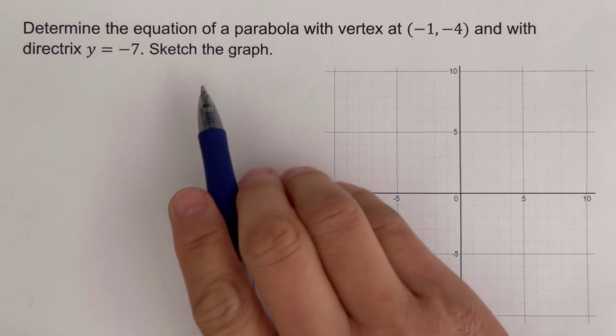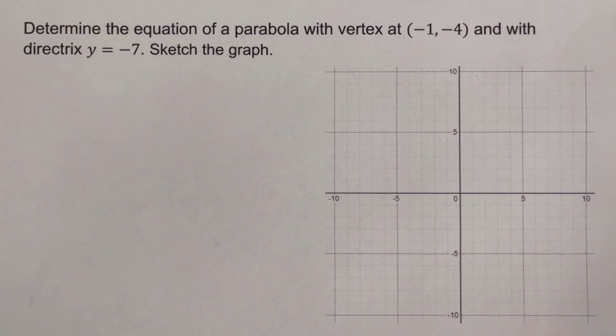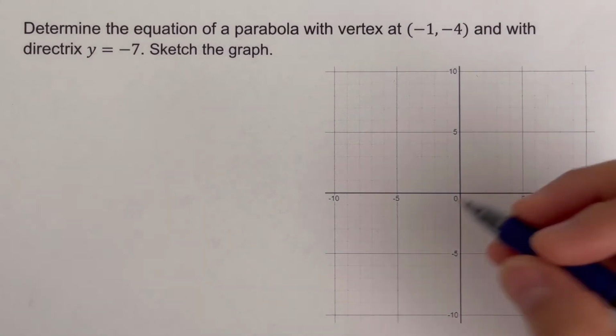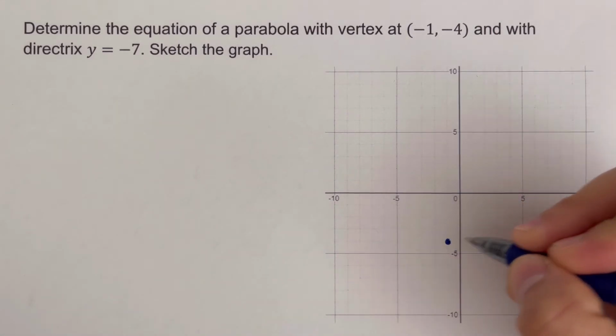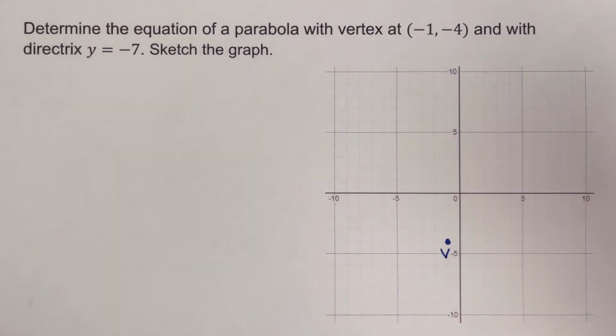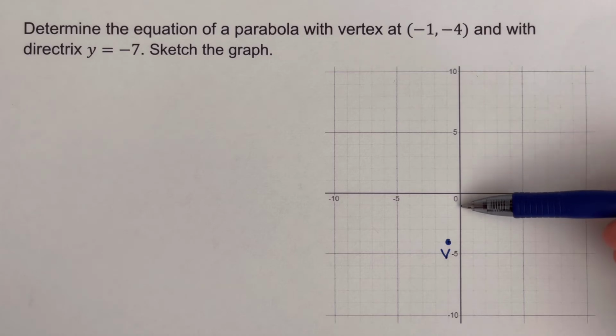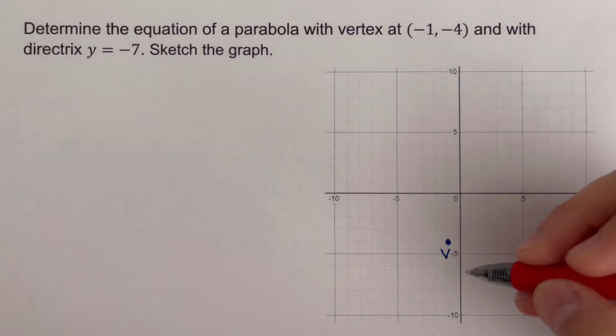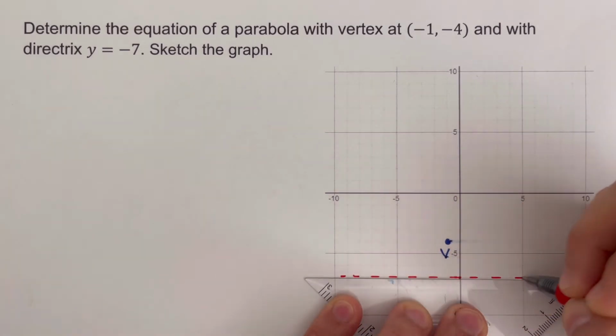We're supposed to determine the equation of the parabola with vertex at (-1, -4) and a directrix of y = -7. So the vertex is located again at (-1, -4). So I'm going to label this as our V. And the directrix is located at y = -7. So on the y-axis, I go down to -7 and sketch the directrix.